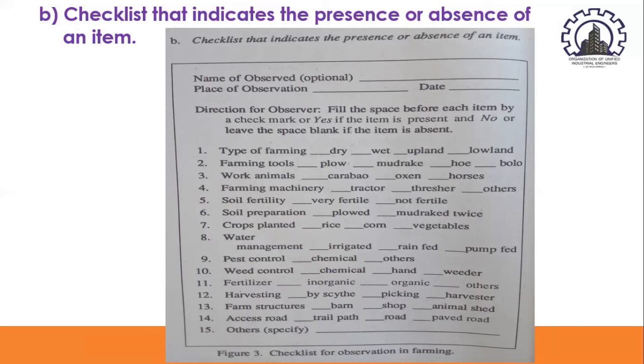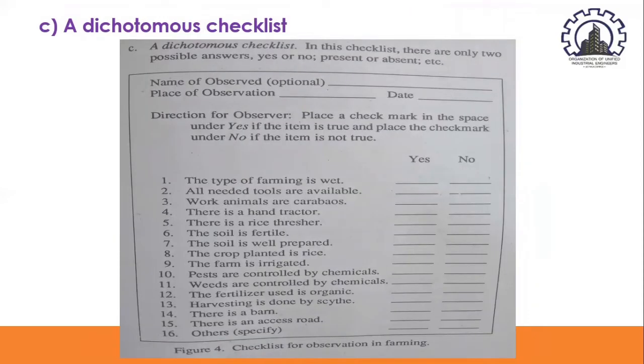So for example, type of farming. If dry is present, I will have to say yes. If wet is absent, then I will have to say no or leave it blank, and so on and so forth. Okay. Another example of a checklist is what we call a dichotomous checklist. In this checklist, there are only two possible answers. So that would be yes or no, or present or absent. As you can see there, you have an option for yes, and you have an option for no as well. So this is an example of a dichotomous checklist.